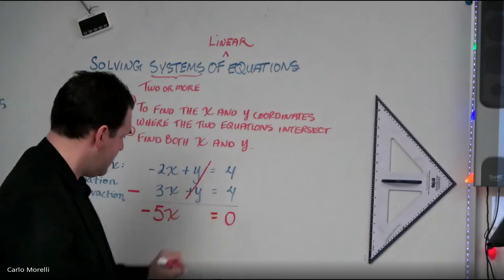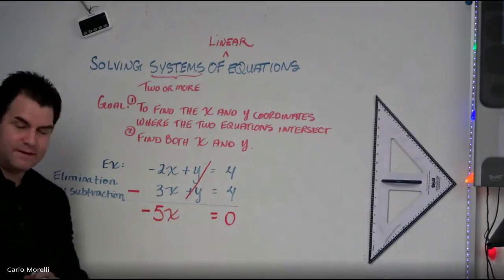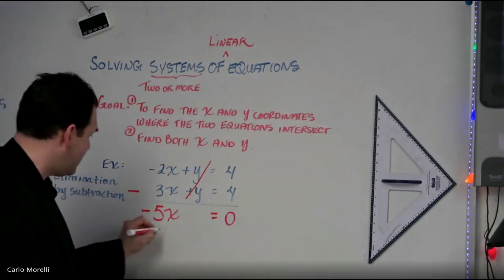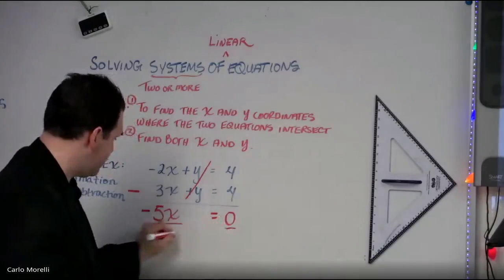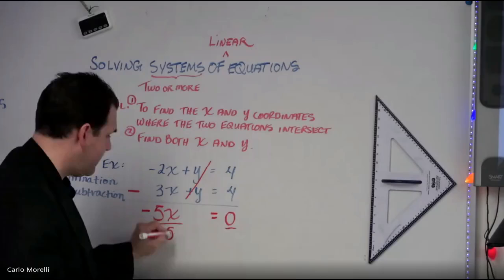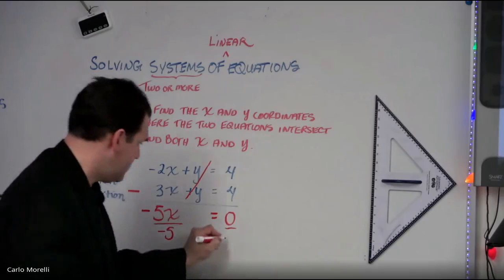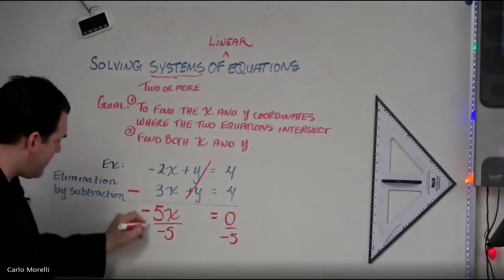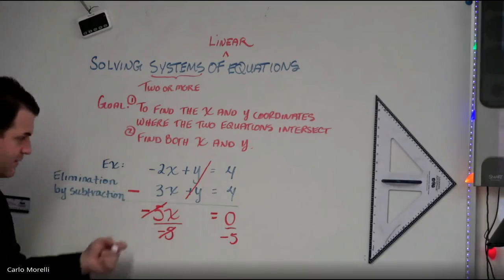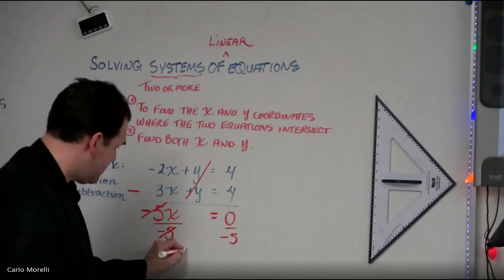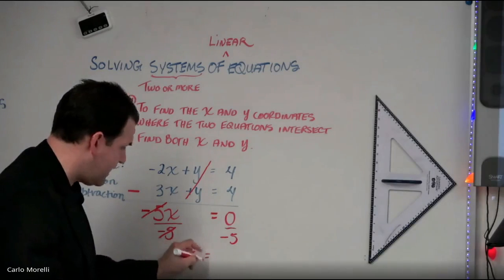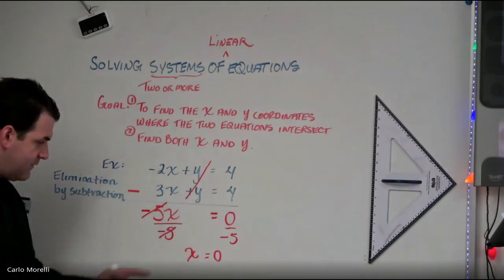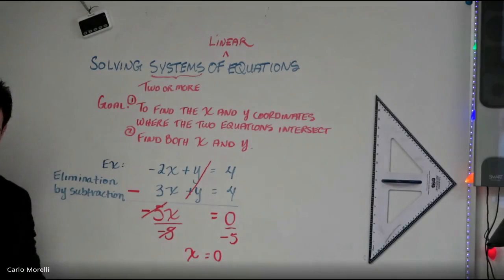Okay. So now here's my equation. What do I need to do to get x by itself? Divide both sides by negative 5, right? So remember the rule, 0 divided by anything is 0. Now on the left side, I've got negative 5x divided by negative 5. Because these are the same, I can cross them out. So now x equals, not negative 5, 0 divided by negative 5 is 0. So now I've learned something: x equals 0. Okay?